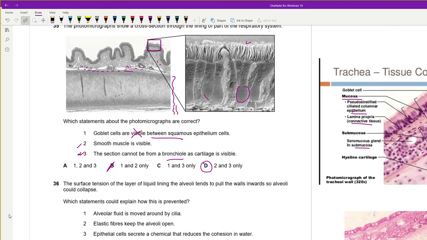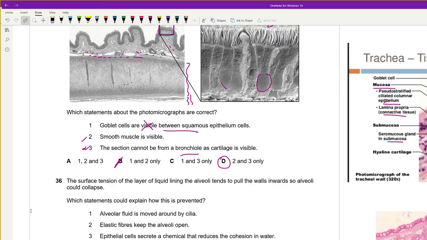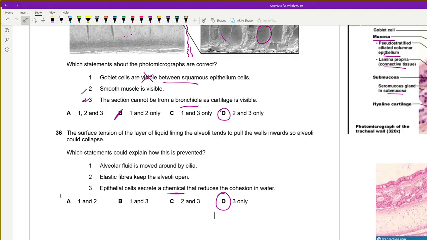All right, anyway. 36. The surface tension of the layer of liquid lining the alveoli tends to pull the walls inwards, so alveoli could collapse. That's why we produce the fluid surfactant, which prevents the collapse. Okay, so mainly it's surfactant. So this chemical is called surfactant. This is the main factor, and it's the only factor, honestly. So surfactant prevents it. It is secreted by alveolar cells. Okay. So when children are just born, after 28 weeks they can produce that, so it's a viable birth.